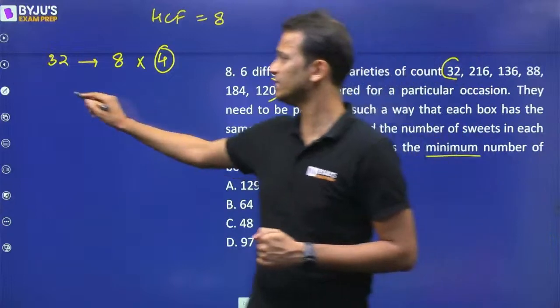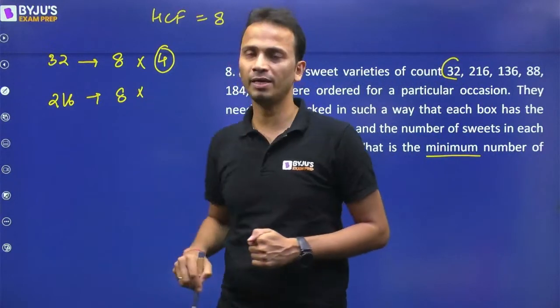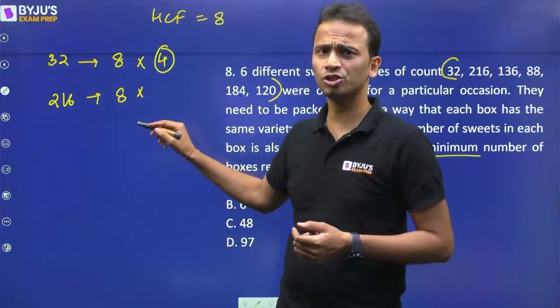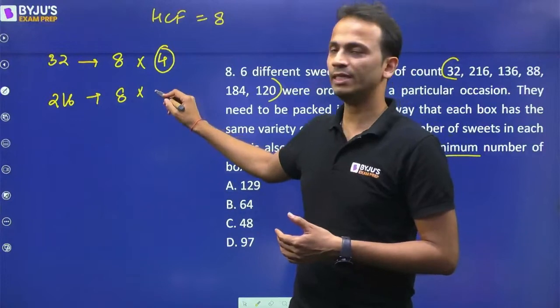Second number is 216. 216 can be written as 8 multiplied by how much? Anyone? Yes?